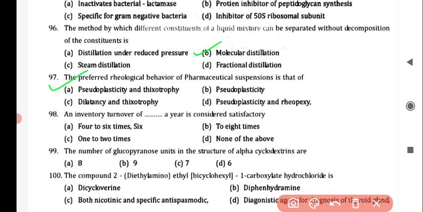Next question is, an inventory turnover of dash a year is considered satisfactory, and the correct answer is option A, 4 to 6 times a year is considered satisfactory. Next question is, the number of glucopyranose units in the structure of alpha cyclodextrin are, and the correct answer is option D, 6. Next question is, the compound 2-diethylaminoethyl bicyclohexyl-1-carboxylate hydrochloride is, and the correct answer is option A, dicyclovir.